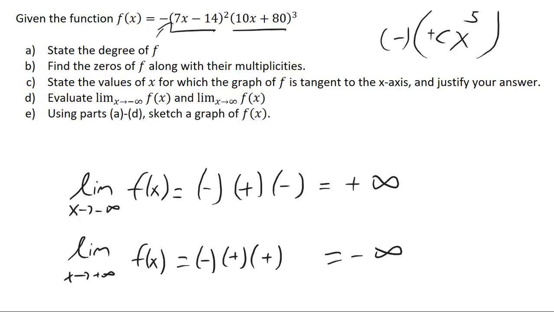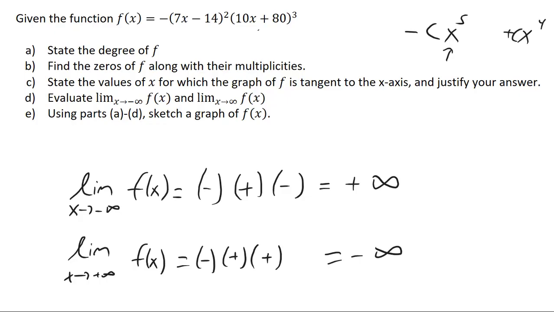Honestly, I don't like to think about it this way. I like to just do the plug-in method, especially if it's in factored form. If it's in expanded form, then you can use the thought process I just explained. Let me go over it one more time. It'll be negative some number x to the fifth. As x keeps getting bigger and bigger, the lower degree terms, like x to the fourth, imagine a million to the fifth power versus a million to the fourth power. Which one is much bigger? It's a million to the fifth power. So that's why the lower degree terms don't even matter. They're insignificant, okay?